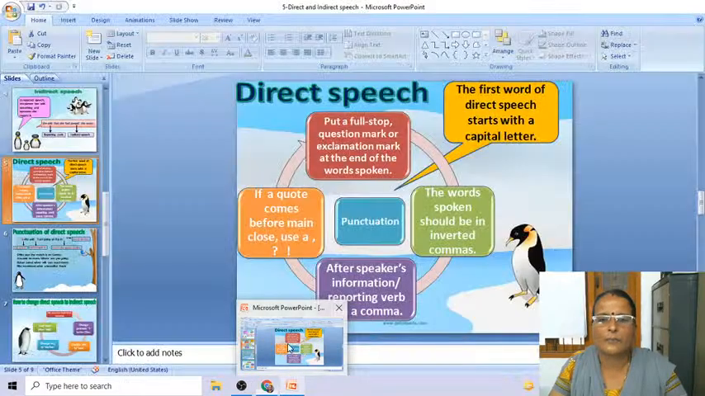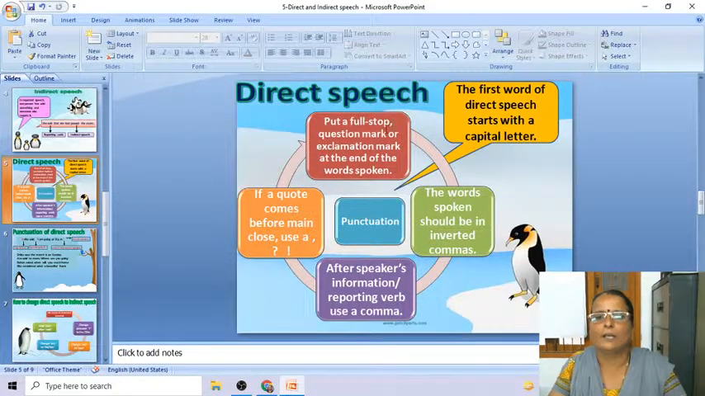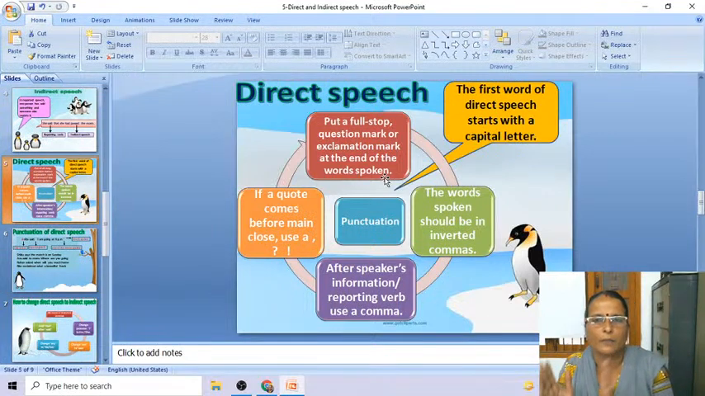Now look at this particular slide. The first three points we have discussed. Put a full stop, a question mark or an exclamation mark at the end of the words spoken. That means at the end of that particular direct speech. You all know that if it is a plain statement, we have to put a full stop. If it is a question, we have to put a question mark. If it is an exclamation sentence, then we have to put an exclamation mark. Right? This is already known to all of you.